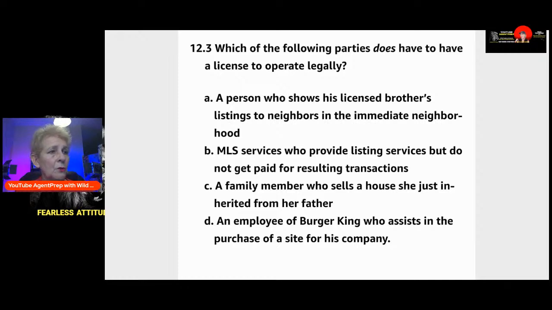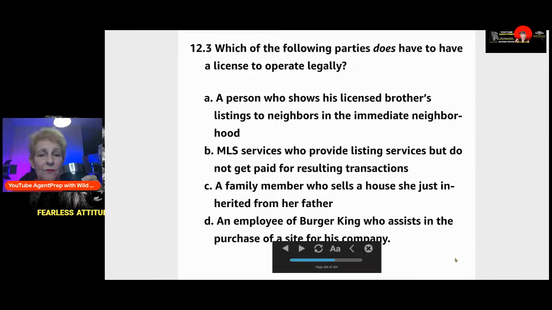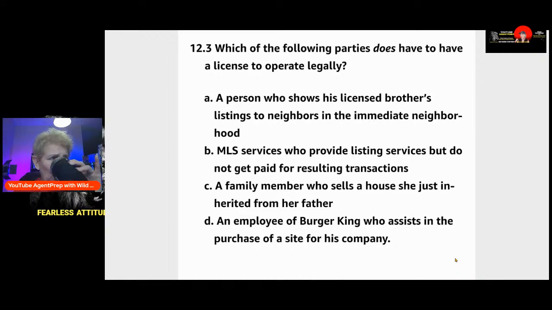All right. So which of the parties does have to have a license? It's not D, Deb, like you said. The employee of Burger King is employed. They don't have to have a license for purchasing a site for their company. Yes, this is for the state of Texas, Pilar Calleros. Hi, Pilar.